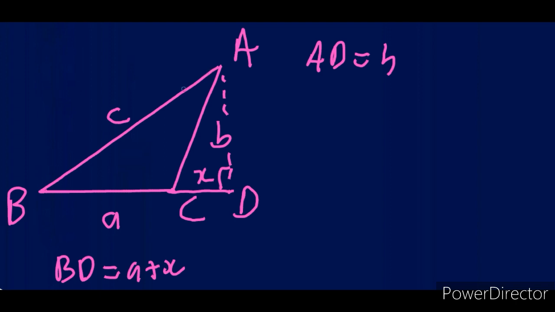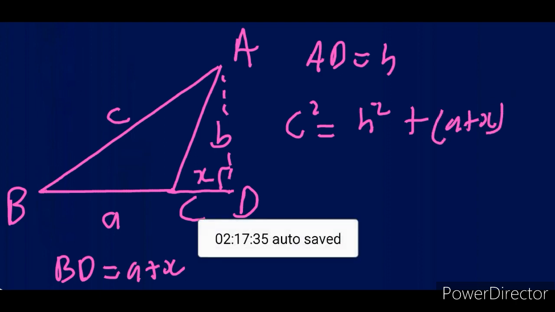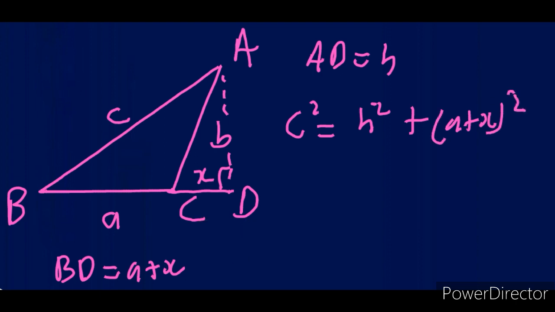Using Pythagoras theorem for the bigger triangle, we'll end up having C squared is equal to H squared, which is the perpendicular height, plus this part, which is the total, A plus X. We have to square it, so we have to put it in brackets. This is what we're going to end up having.